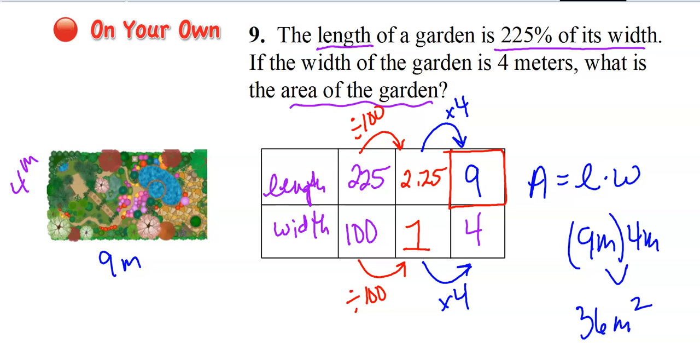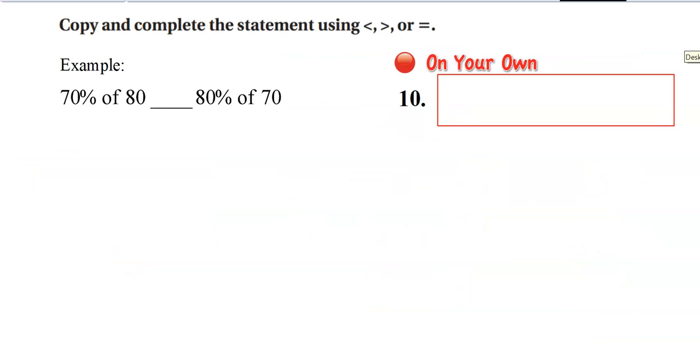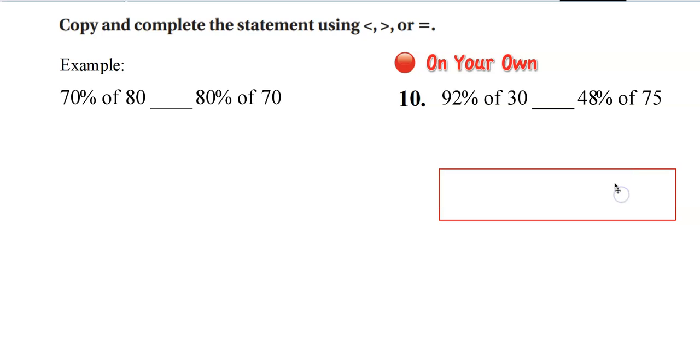Okay, last OYO. I'll do an example for you, and I'll just open the OYO right now so you can see it. Remember that this is kind of like what we did last week. Remember, of means times. I'm trying to figure out if we're using the less than symbol, the greater than symbol, or the equal to symbol.